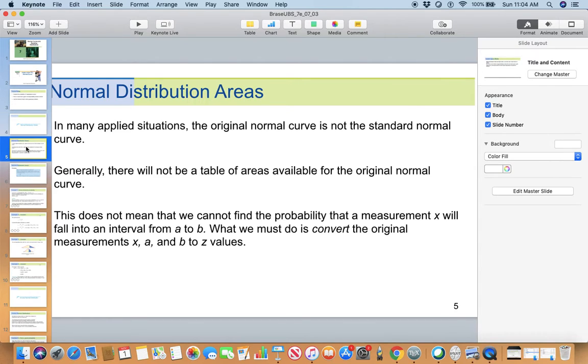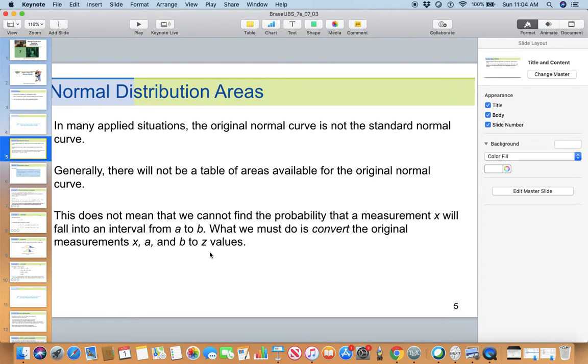Normal distribution areas. In many applied situations, the original normal curve is not the standard normal curve. Generally, there will not be a table of areas available for the original normal curve. This does not mean that we cannot find the probability that a measurement x will fall into an interval from A to B. What we must do is convert the original measurements x, A and B to z values.